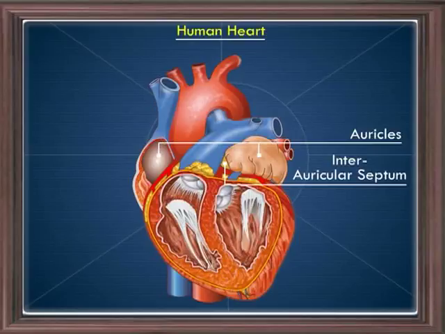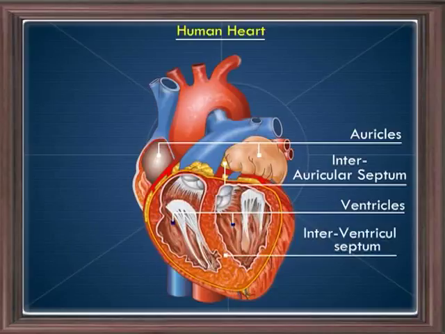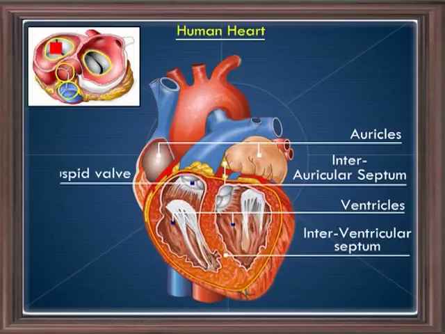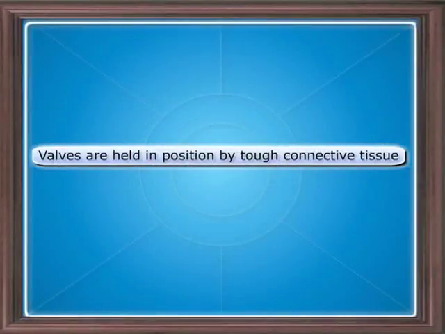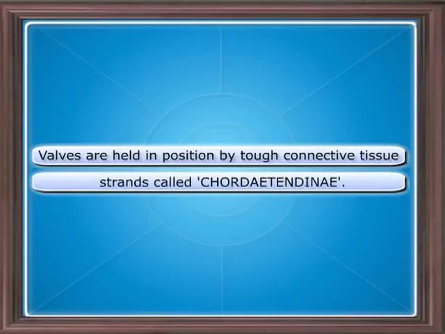The 2 lower chambers are called ventricles, which are also separated by a septum. This septum is known as interventricular septum. The opening is guarded by a tricuspid valve. The left auricle opens into the left ventricle. The opening is guarded by a bicuspid valve. Valves are held in position by tough connective tissue strands called chordae tendineae.